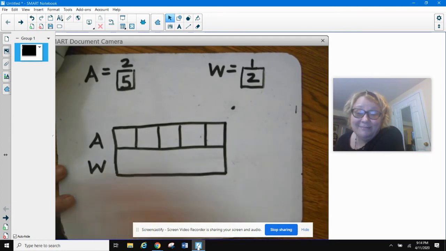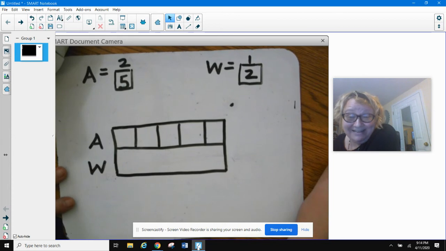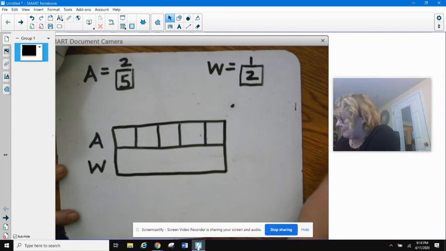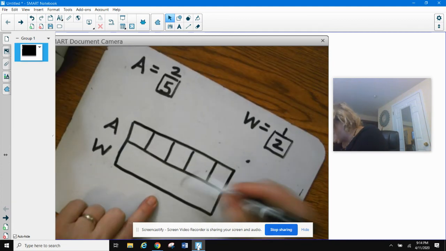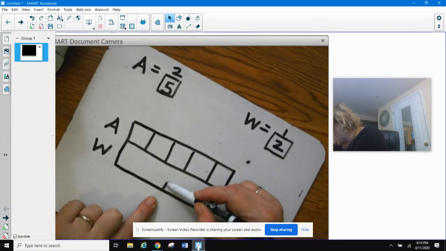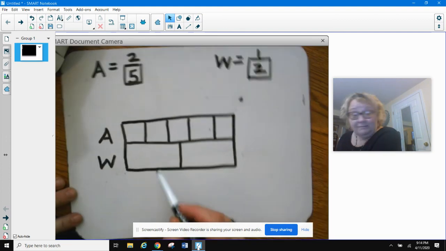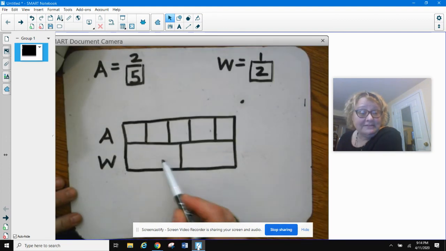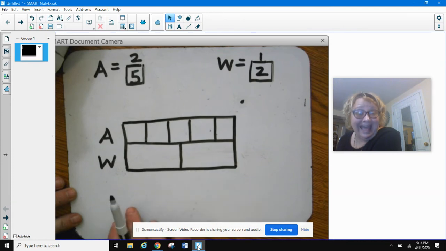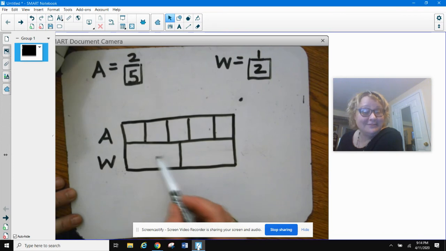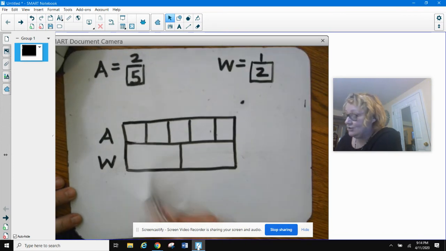Now Waylon's is going to be a lot easier because it's an even number, which means I can cut my whole in half, okay? And I figure about the halfway point is about right there. I think I did pretty good on that one. There are 2 equal parts. I've cut my whole into halves, okay? So how many halves are there in a whole? 1, 2.